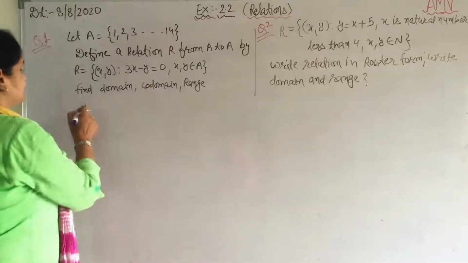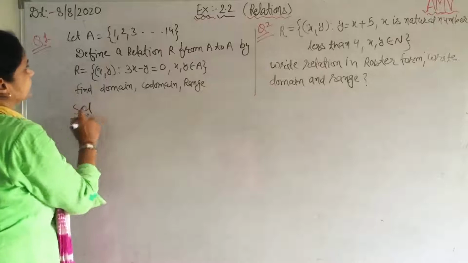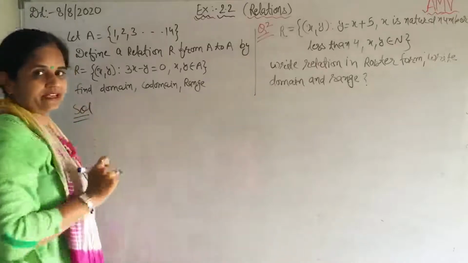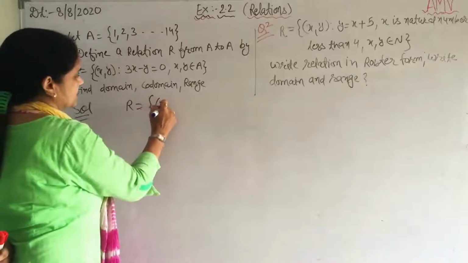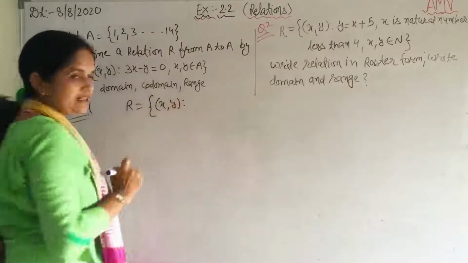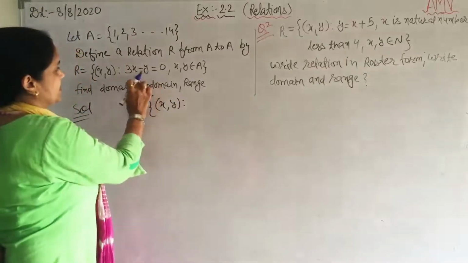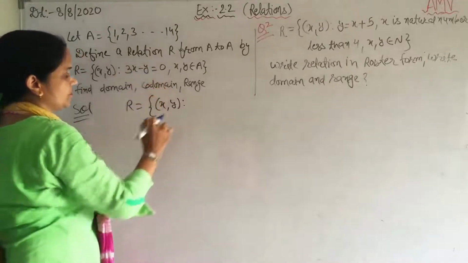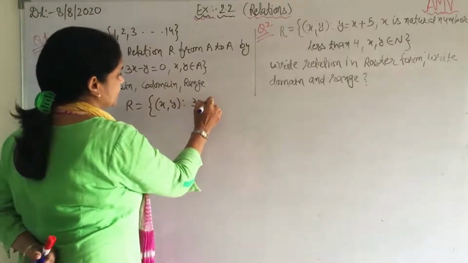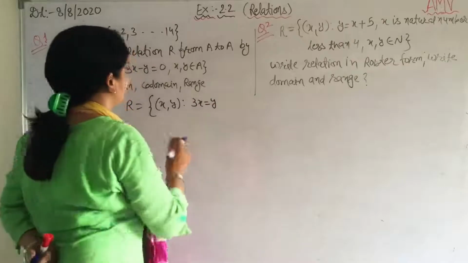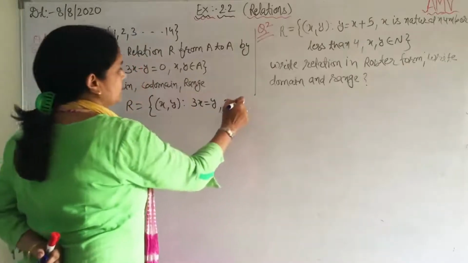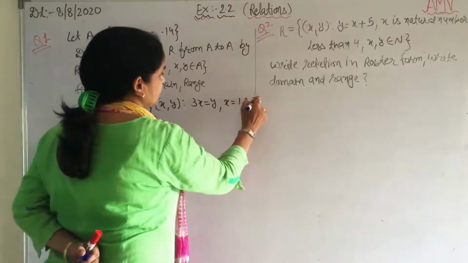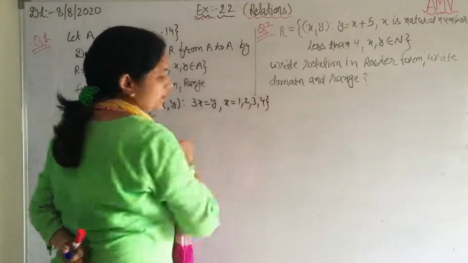So for this question, first we have to define the relation. R is equal to the set of (x, y) such that it is given that 3x minus y is equal to 0. So 3x is equal to y. And now x would be here 1, 2, 3 and 4 only.